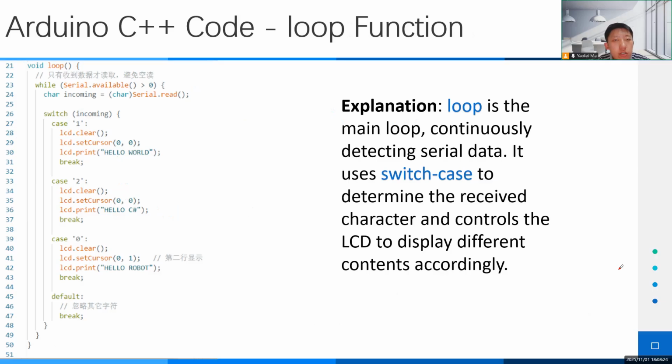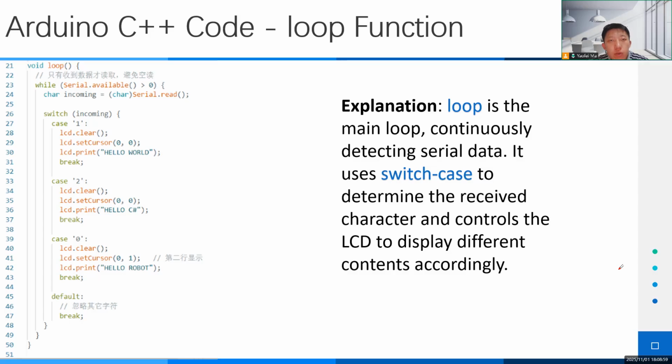The loop function runs over and over again. It's the main part that checks for commands. Here's how it works. Serial.available checks if the Arduino gets any data from the computer. If yes, it reads the data. char incoming reads the data as a character like 1, 2, or 0. Then we use a switch case to do different things based on the character.